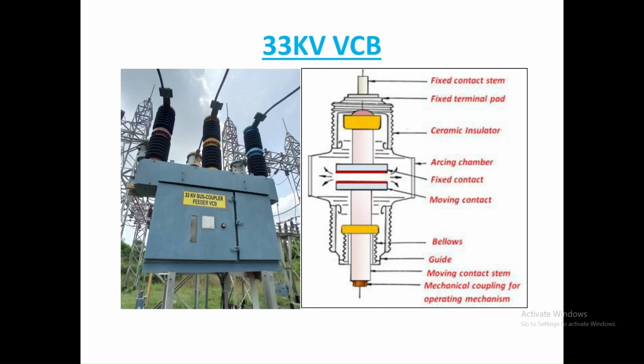Here I have shown a real-time picture of the 33 kV vacuum circuit breaker, and you can see the parts. There is a fixed contact, a fixed terminal pad which is connected to the primary side, and the output side is connected after the moving contact, whatever you see on the right hand side. On the other side, it is not visible in this image, and the output terminal is on the other side.